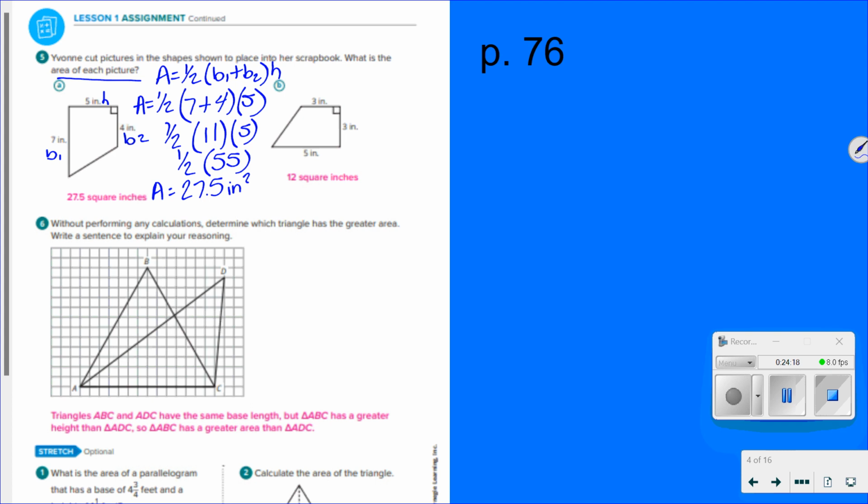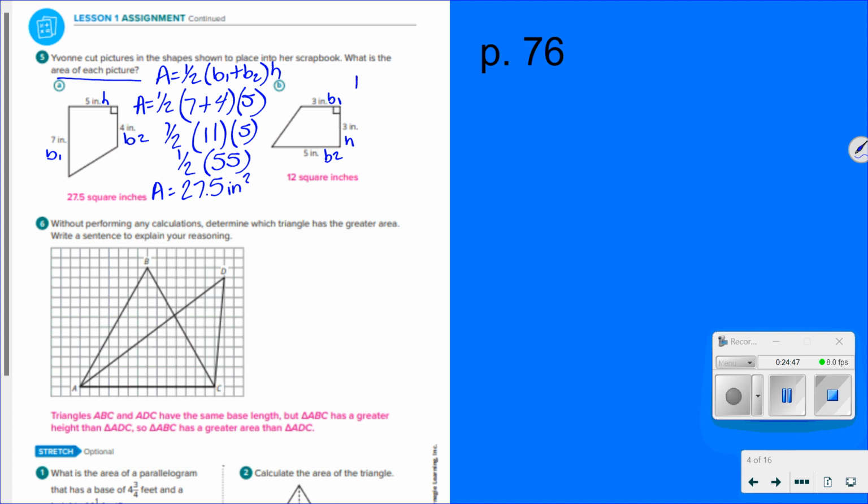All right, let's look at B. We're using the same formula. The image is kind of shifted. So now which one are my 2 bases? What numbers are representing my 2 bases? 3, 5. Which 3? The one on top. So we've got base 1, base 2. So it leaves our other 3 inches as our what? As our height.